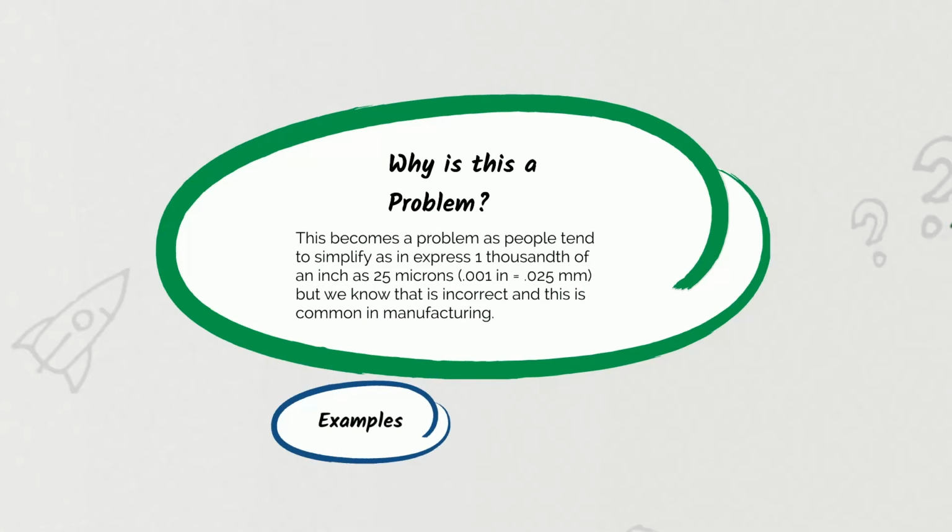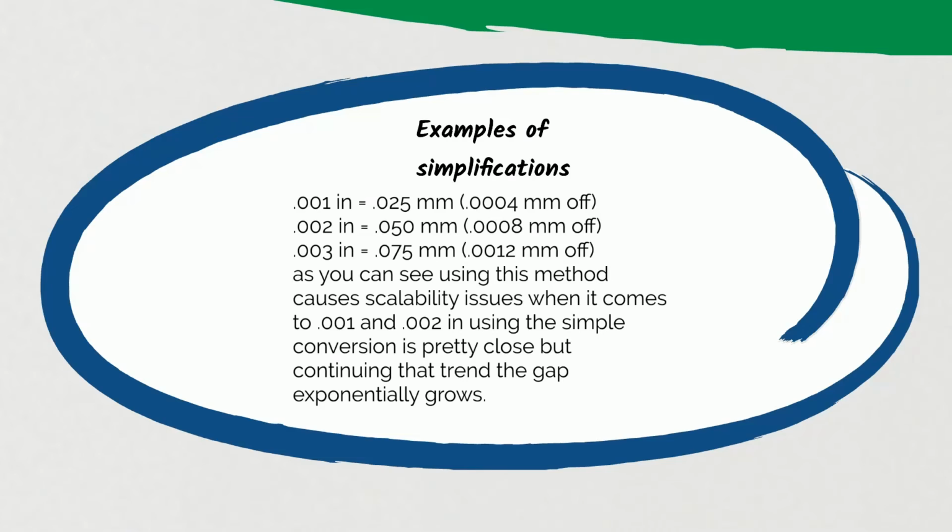This becomes a problem as people tend to simplify, as in express 1,000th of an inch as 25 microns, 0.001 inch, or 0.025 millimeters. We know that this is incorrect, but this is common in manufacturing. So I've got this little chart here. As we can see, 1,000th of an inch equals 25 microns. That puts us 4/10 of a millimeter off. If we go and say 2 thousandths is 50 millimeters, then that puts me 8 thousandths of a millimeter off.